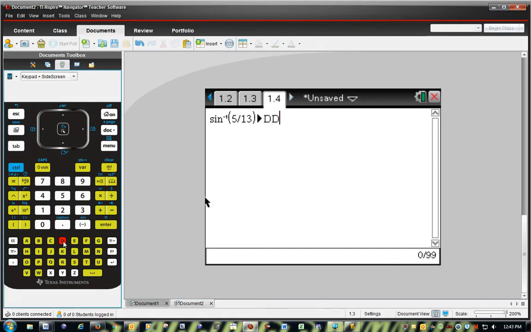And what it's going to do is this is saying now, I'm taking the inverse sine of a ratio of sides, and that's going to give me an angle. But I want the angle in degrees.